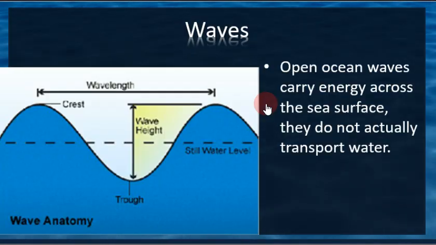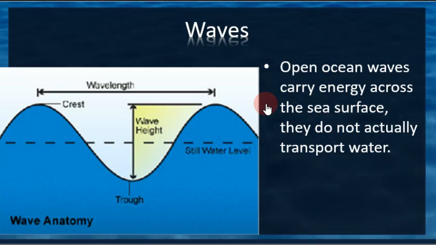All right, so the waves. Open ocean waves can carry energy across the sea surface. It's really kind of weird. This is kind of hard to understand. The energy's being carried, but the water isn't. So we think about the water moving through the ocean, but it's really moving up and down. That's all it's really doing. It's moving up and down. Okay, let me get this light back on for you.